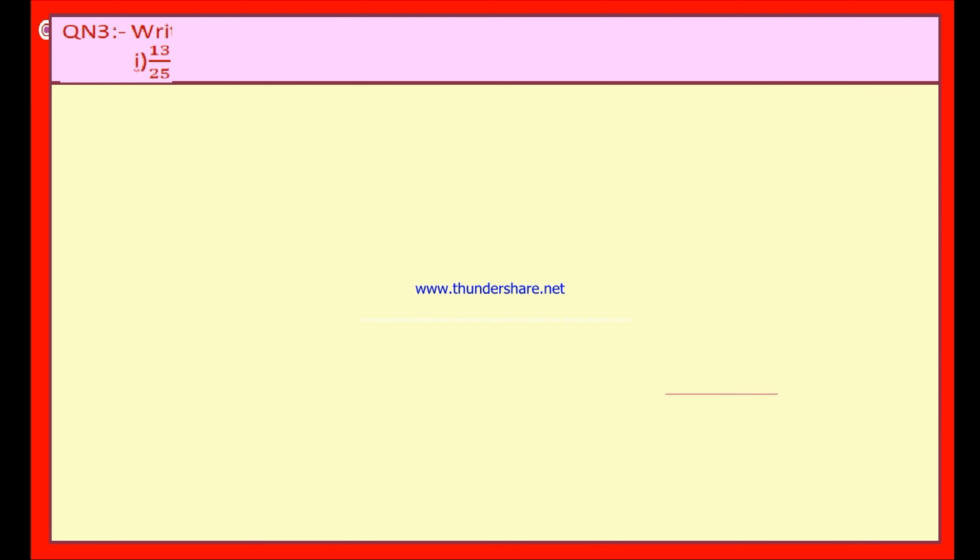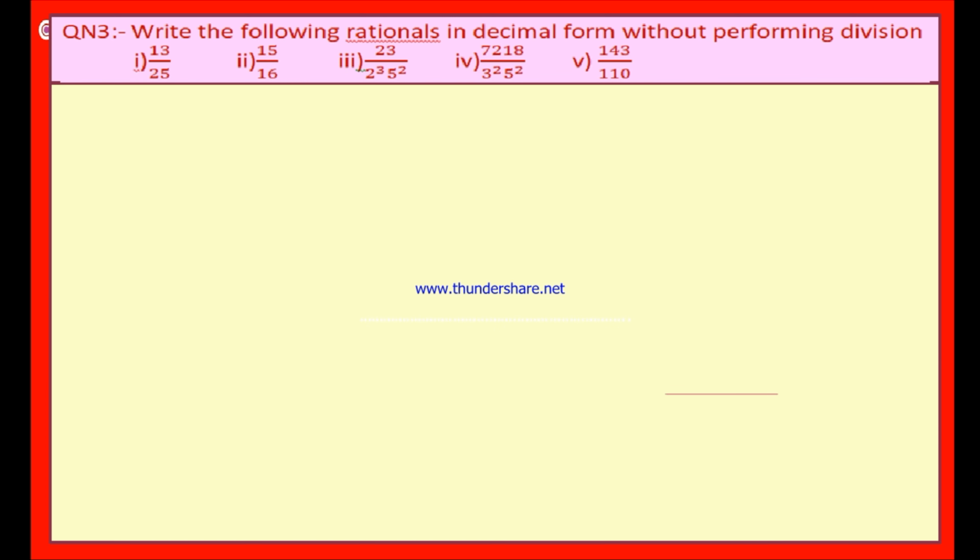Now look at question number 3. Write the following rational numbers in decimal form without performing division. I shall repeat. Write the following rationals in decimal form without performing division. First bit 13 by 25, second bit 15 by 16, third bit 23 by 2 cube into 5 square, fourth bit 7218 by 3 square into 5 square, and fifth bit 143 by 110.